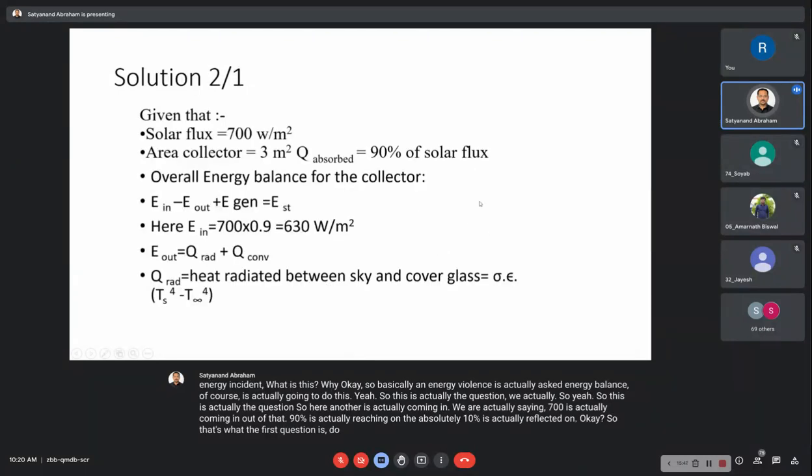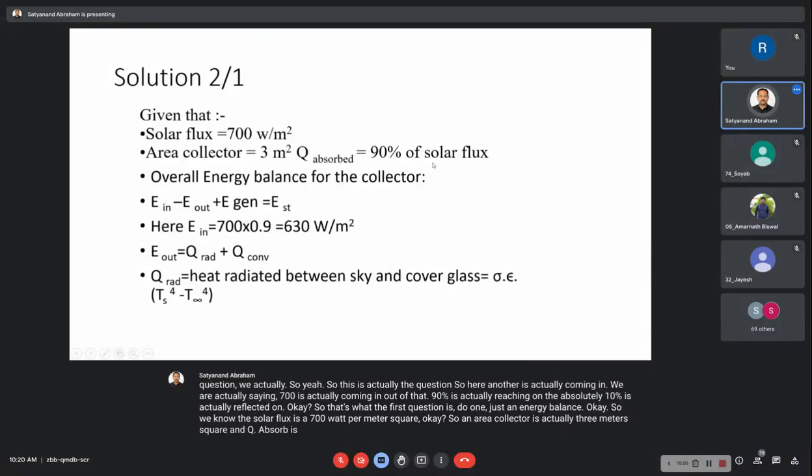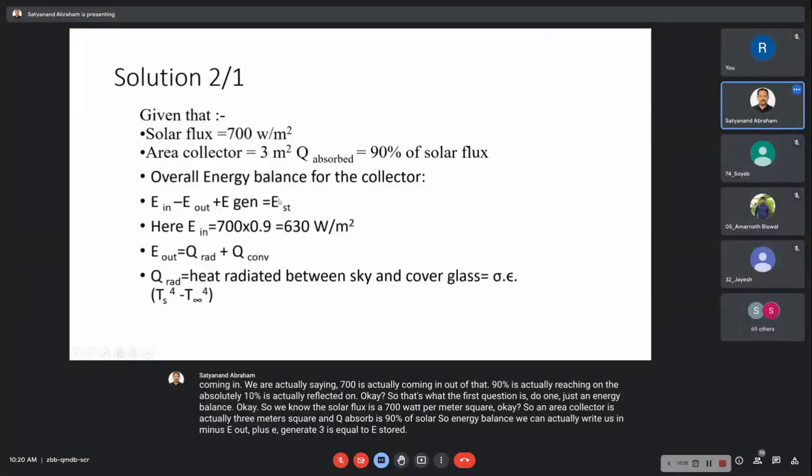Do just an energy balance. We know the solar flux is 700 watt per meter square. The area of collector is 3 meter square, and Q absorbed is 90% of the solar flux. So the energy balance we can write as E in minus E out plus E generated is equal to E stored.